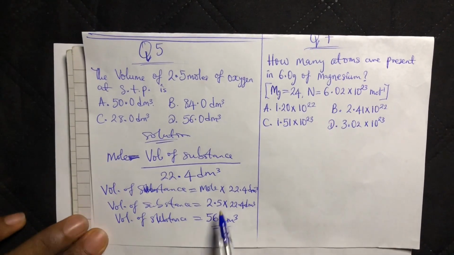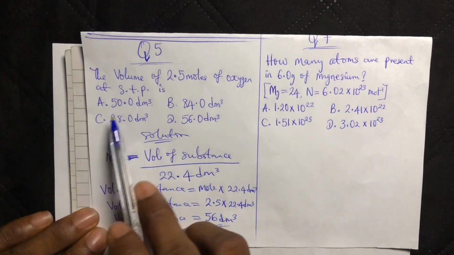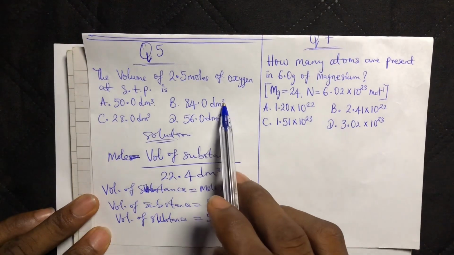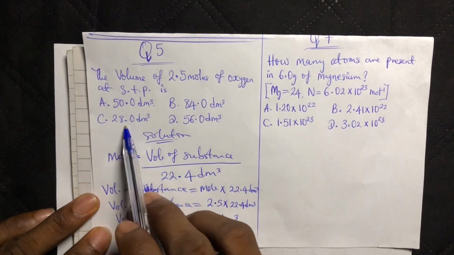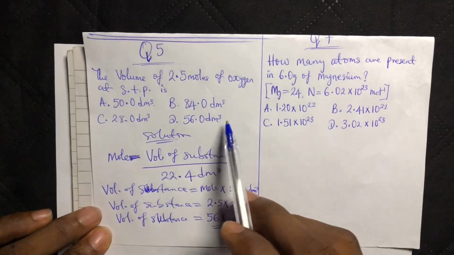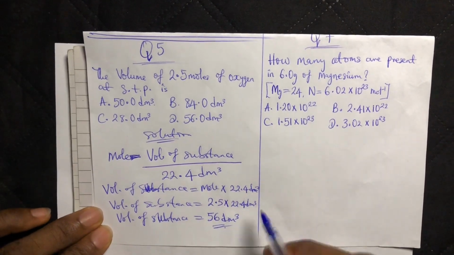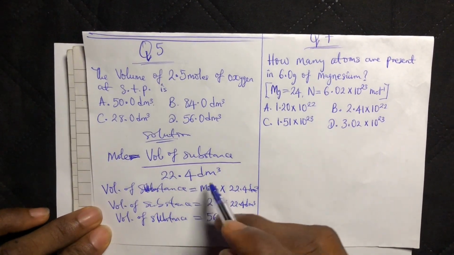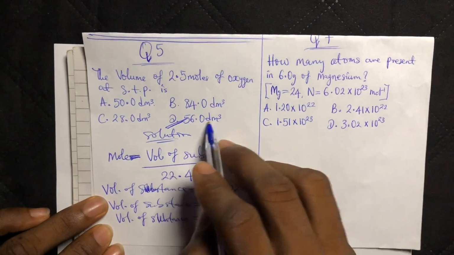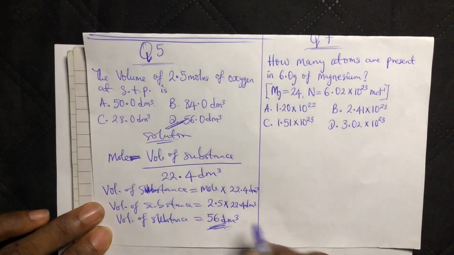All right, so from our answer, let's look at what we have in the options. Option A says 50.0 dm cube. Option B is 84.0 dm cube. Option C says 28.0 dm cube. And option D says 56.0 dm cube. So from our own answer, the correct option for this particular question is what? Option D, 56.0 dm cube. That is the correct answer.